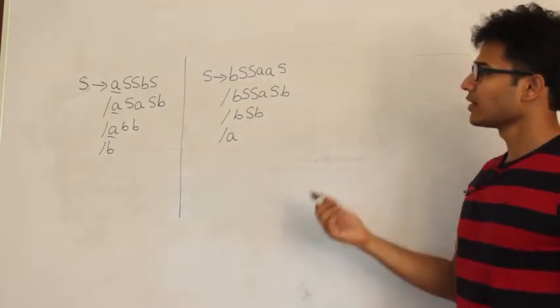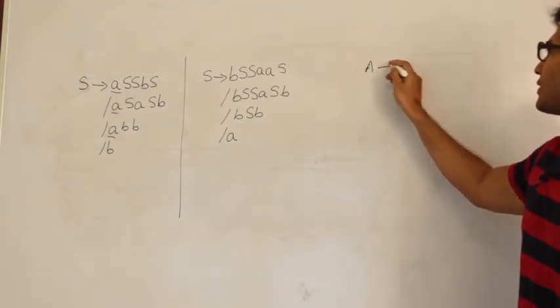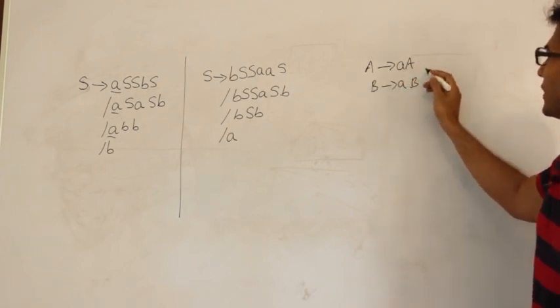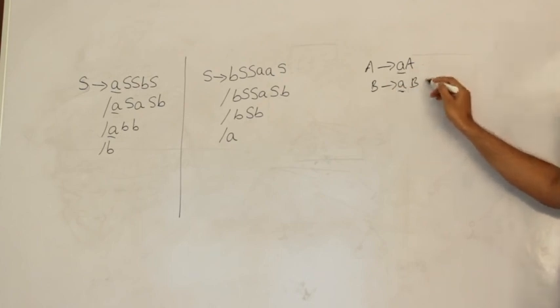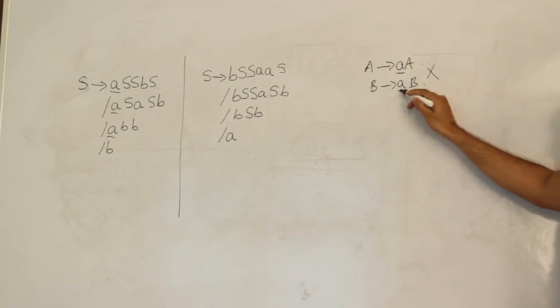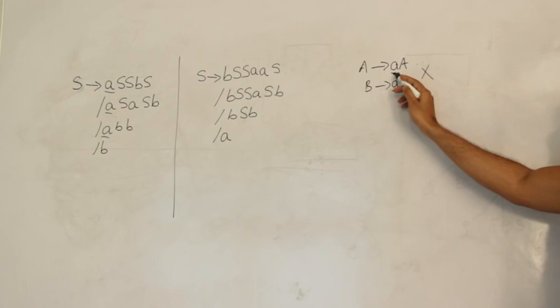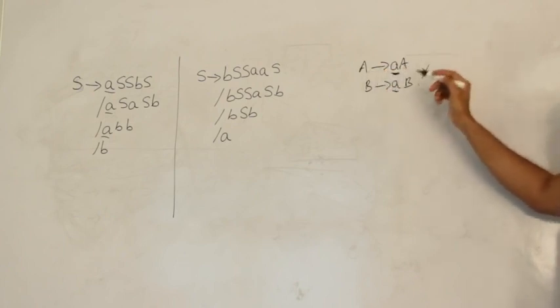So my question is this: I know if I have some grammar like this, A derives AA and then B derives AB, is this also a common prefix problem, or is this grammar a non-deterministic grammar? No, it is deterministic grammar. The reason is the non-determinism or common prefixes should be present for the same variable. They should not be present across various variables, right?